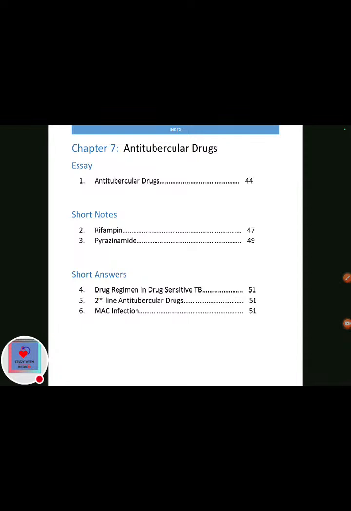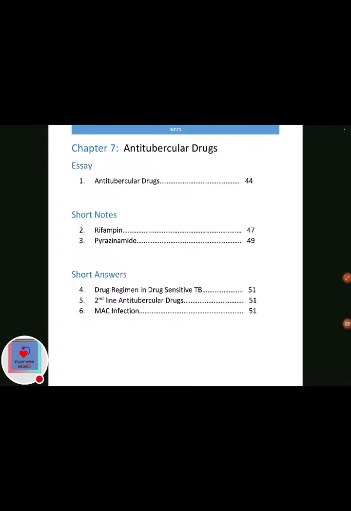So today we'll discuss some important questions for pharmacology, especially focusing on the antitubercular and antidepressant drugs. So today let's talk about antitubercular and anti-leprosy drugs. So I'll tell you how the question will be asked in your examination.